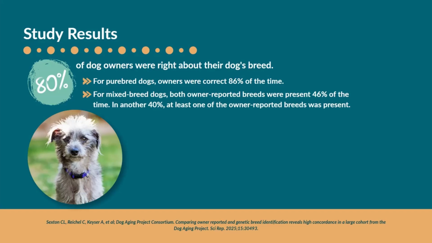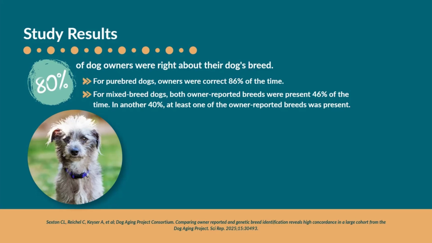So let's talk about some results. Scientists at the Dog Aging Project took genetic samples from dogs and read their genomes to figure out what breeds they were. Then they compared these genetic results with what the dog's owners thought their dogs were. 80% of dog owners were right about their dog's breed. For purebred dogs, owners were correct about 86% of the time.